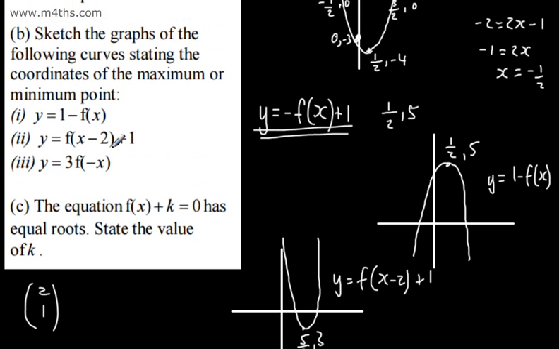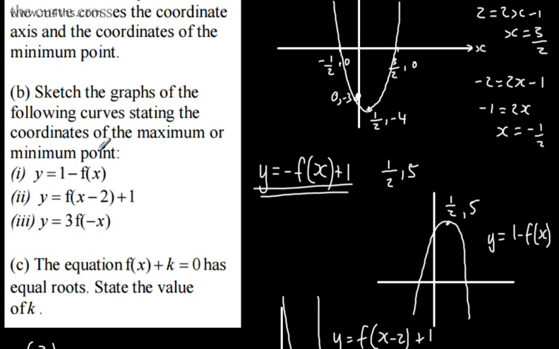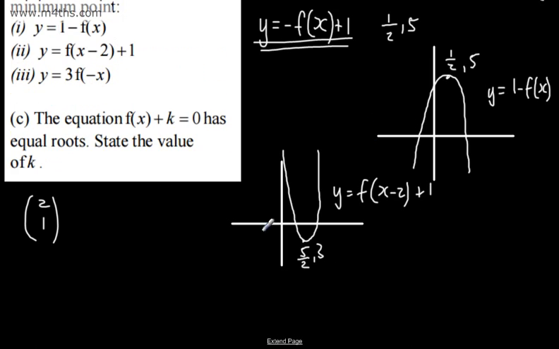Okay, let's now look at this one. We've got 3f of negative x. With this one, we're going to have a scale factor stretch of 3 in the positive y direction, and we're going to reflect this in the y-axis. If I reflect this in the y-axis, that's going to be -1/2, and then we're going to have -4, and then we're going to multiply this coordinate by 3. So we're going to have -1/2, and then we'll have -12. So this one right here is going to give us -1/2, comma, -12.